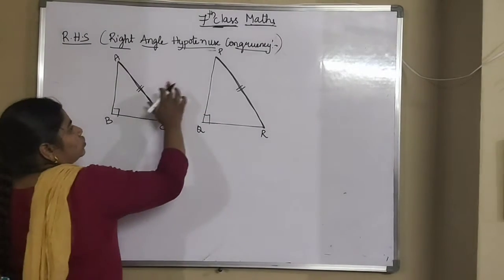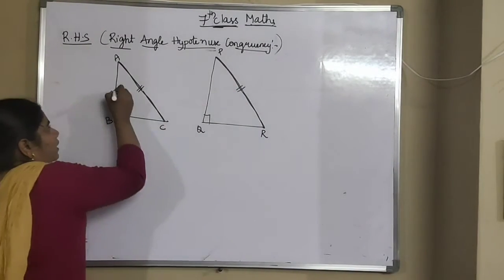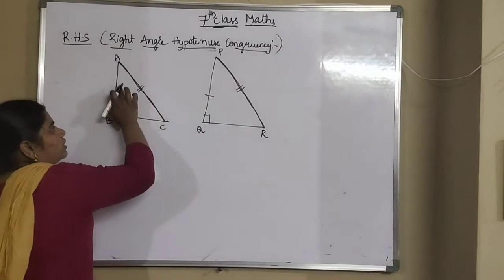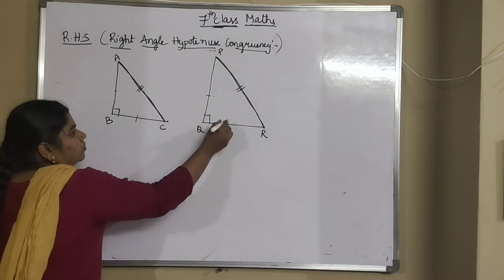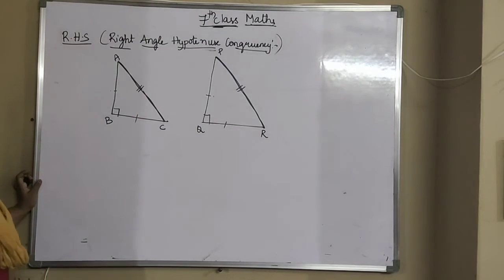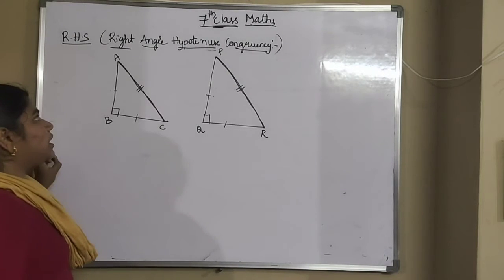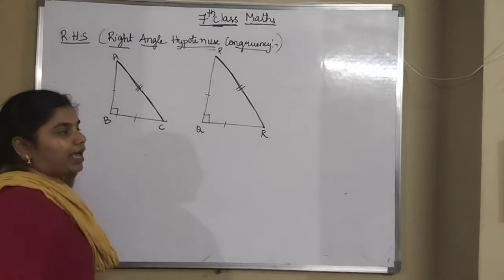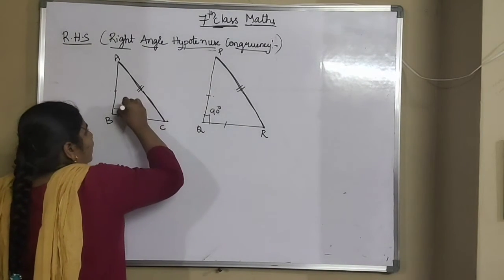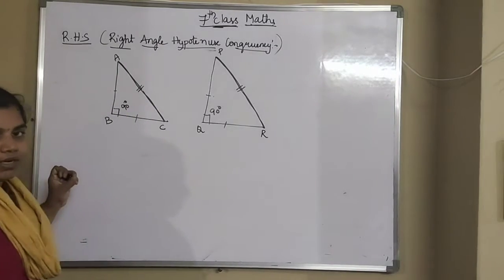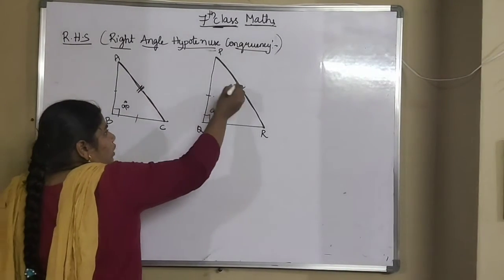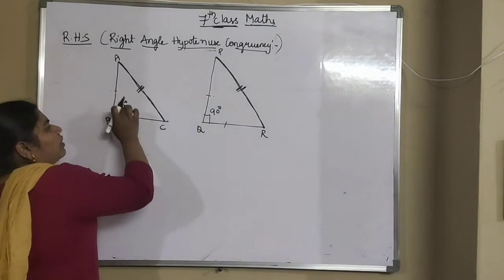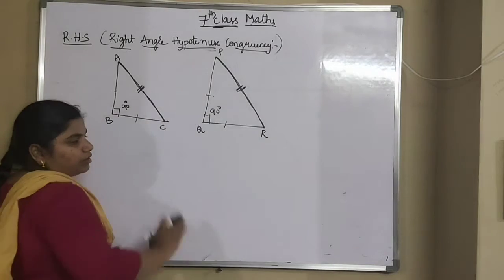In this, these two hypotenuse sides should be equal and any one of the other sides should be equal. Okay, so not only these two sides, you can take these two sides also. Any one of the sides should be equal. So what is RHS? RHS means right angle hypotenuse side. Always the triangle should be in the form of a right angle, so it should form 90 degrees, and the length of these two hypotenuses should be equal and any one of the sides should be equal to the corresponding side of the other triangle also.